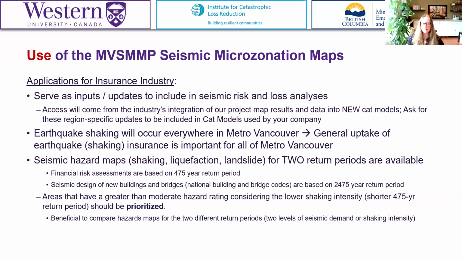2475 is the reason. It's because that's used for building new buildings and bridges in Canada. That's the standard hazard level. And then for other natural hazards, we tend to talk about a 1 in 500 year type event. And so that was the other return period that was chosen.